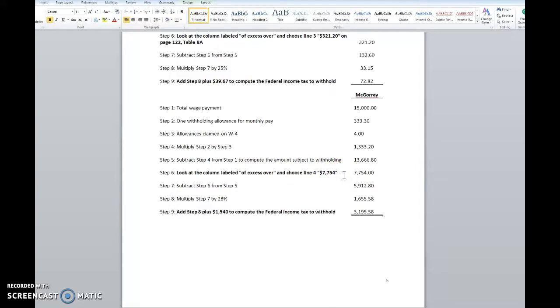On table 4, you're going to use page 121, and look at table 4A for him because he's single. And in the problem, they also tell us that he's single and has 4 exemptions. So he gets paid $50,000. So it's 333. Multiply that by 4 exemptions.